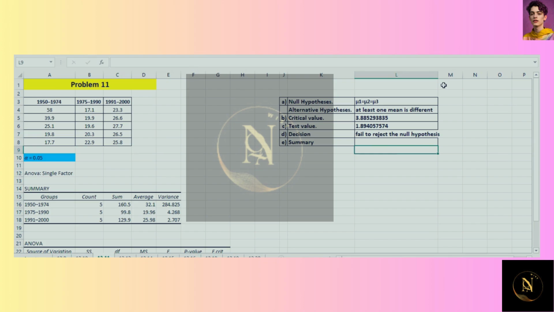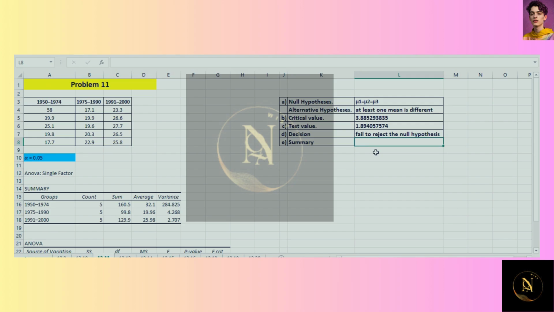And that simply means that based on the sample, there is not enough evidence to support the claim that at least one mean is different from the others.